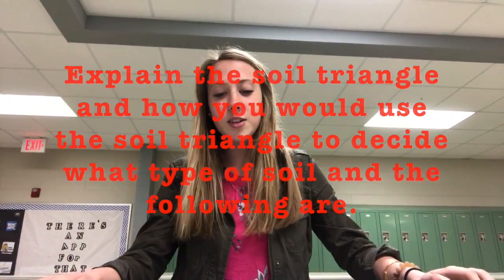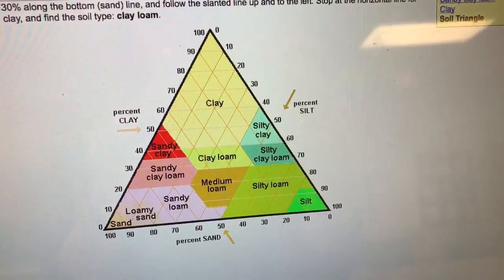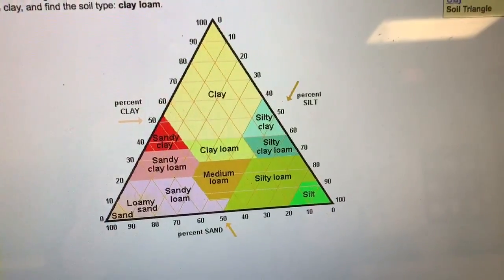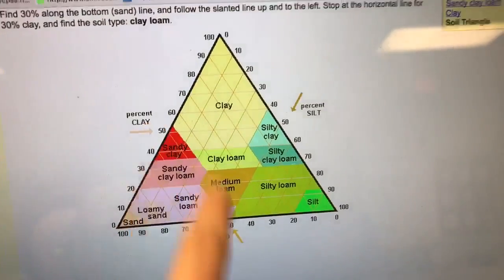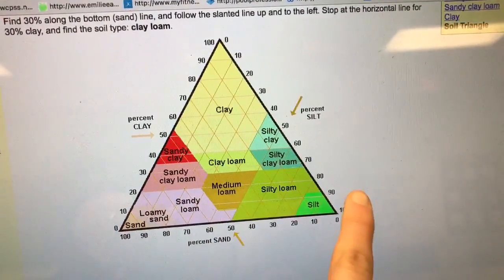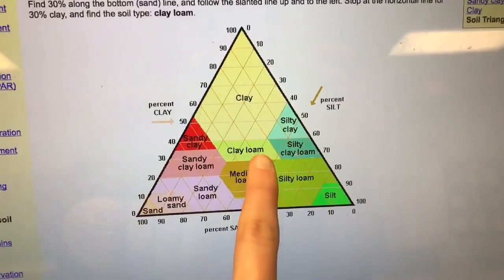The soil triangle is used to display the proportions of silt, sand, and clay within a specific type of soil. As shown by the soil triangle diagram, you can see that if you were to take 60% clay and 50% sand, as well as 70% silt, you will match up at clay loam.